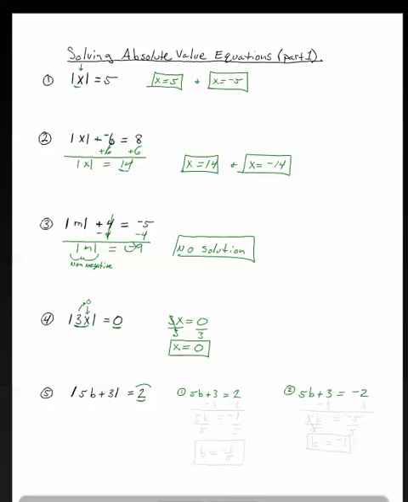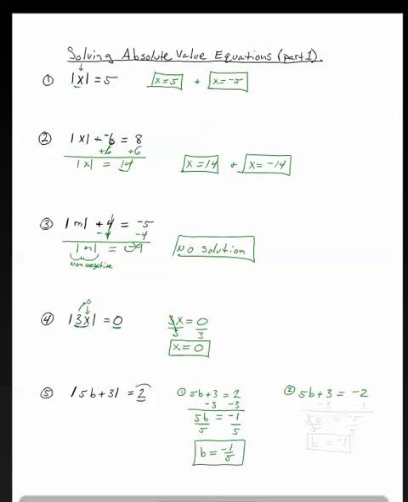So if I look at the first equation, 5b plus 3 equals 2, first thing I'm going to have to do to solve it is subtract 3 from both sides. That'll give me 5b equals 2 minus 3 is negative 1. And then, to get rid of the multiplication of 5, I need to divide by 5 on both sides. That gives me b equals negative 1/5. So that's my first solution.